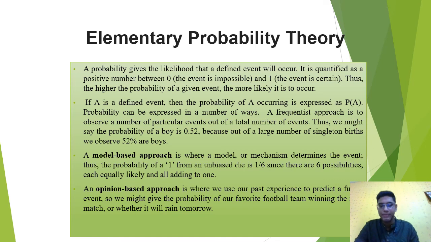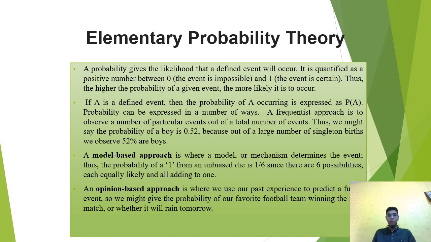A frequentist approach is to observe a number of particular events out of a total number of events. Thus, we might say the probability of a boy is 0.52 because out of a large number of singleton births, we observe that 52% are boys.